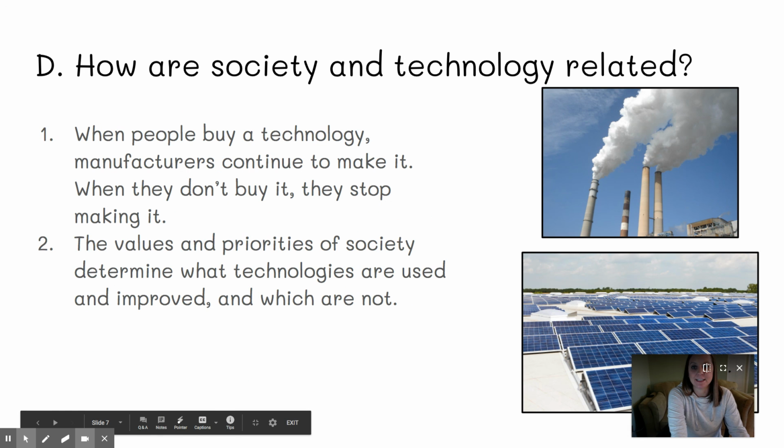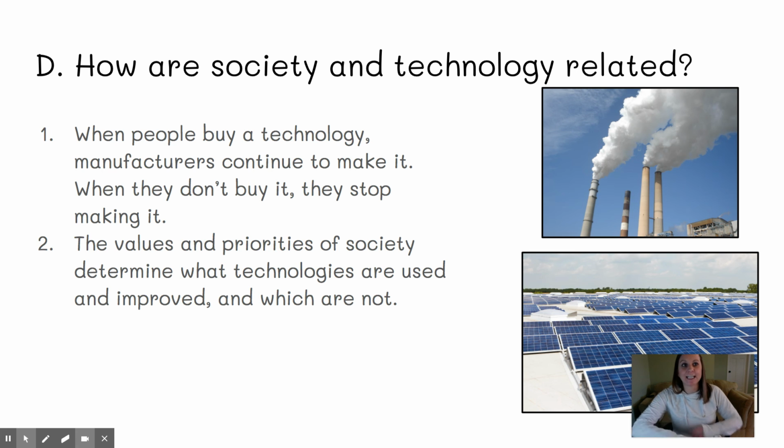There we go, one more slide. So how are society and technology related? When people buy a new technology, manufacturers continue to make it. When they don't buy it, they stop making it. And the values and priorities of society determine what technologies are used and improved and which are not.